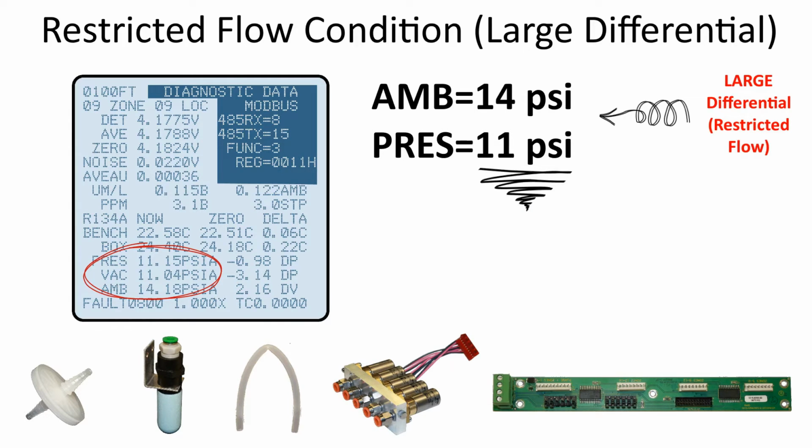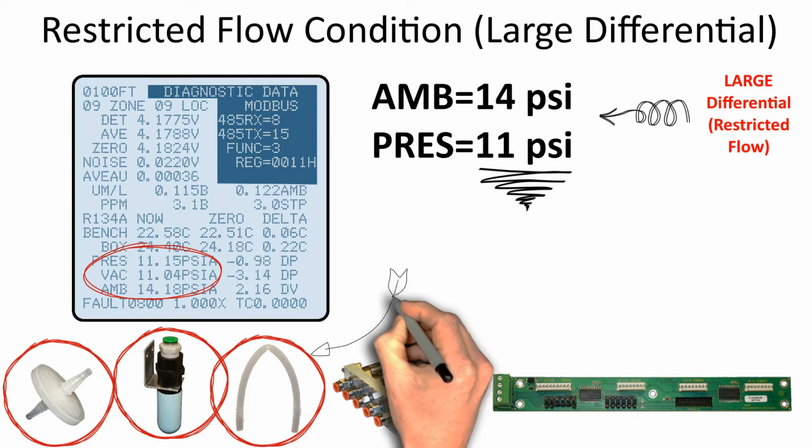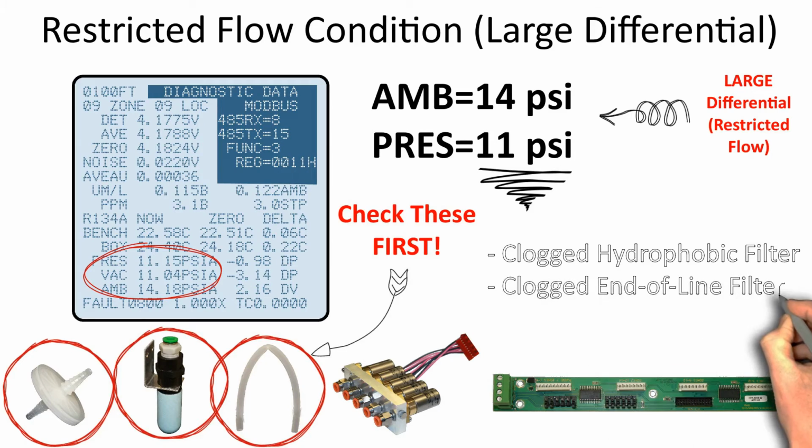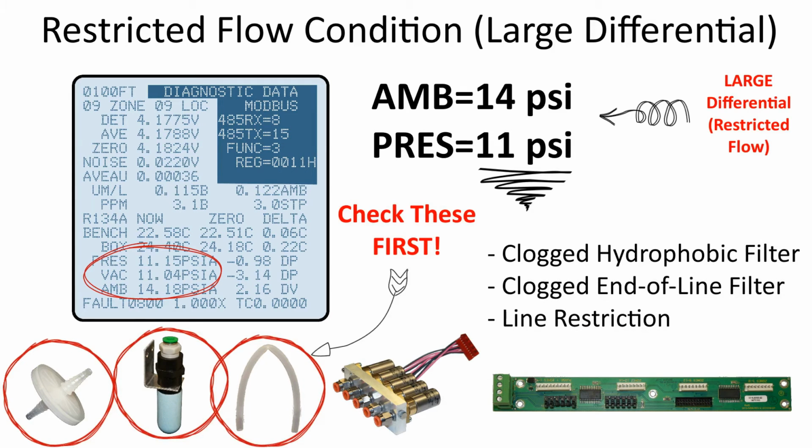Sample pressure readings would be an ambient pressure of 14 psi and a system pressure of 11 psi. In cases of large differentials like this, it is often fairly easy to diagnose a clogged filter or restricted line, so you should troubleshoot those options first.